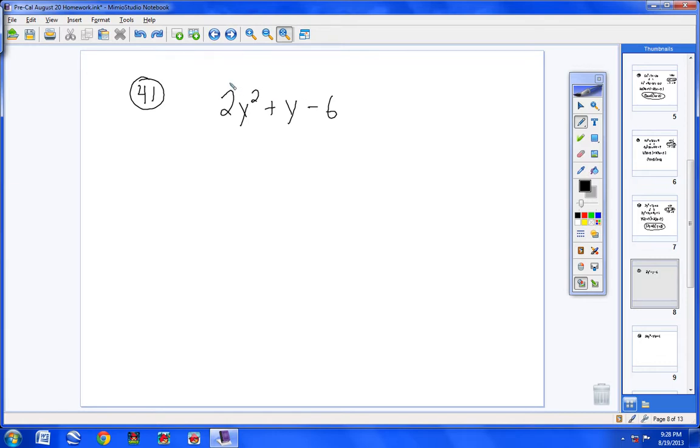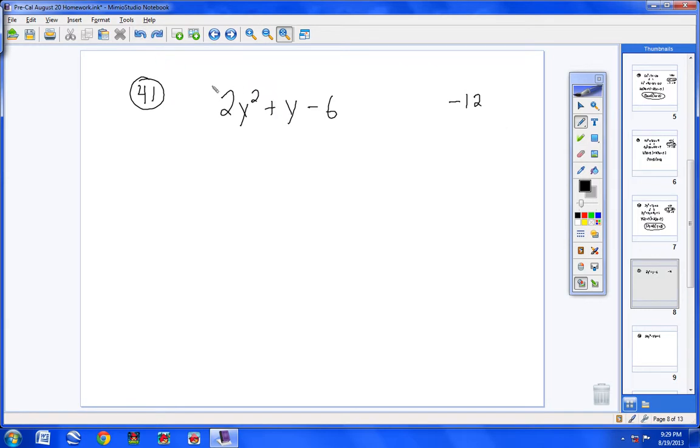Next, I notice my lead coefficient right here is not a 1, so I take my lead coefficient of 2, I multiply it by negative 6, and I put the product right over here, which is a negative 12. Now, I could list out all the factors of negative 12, but I know that whatever I come up with over here, I want it to combine to a positive 1, which is what's in the middle here.